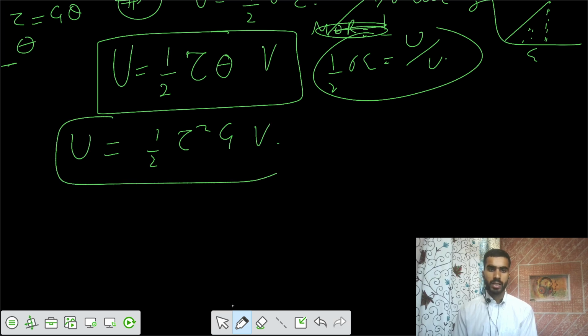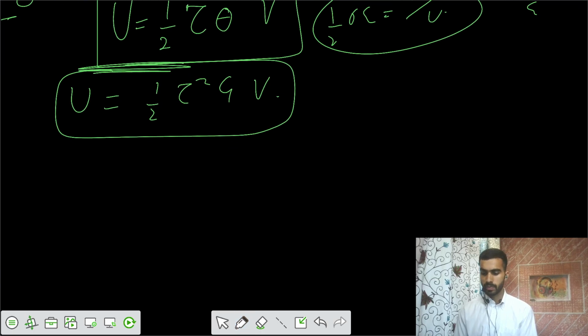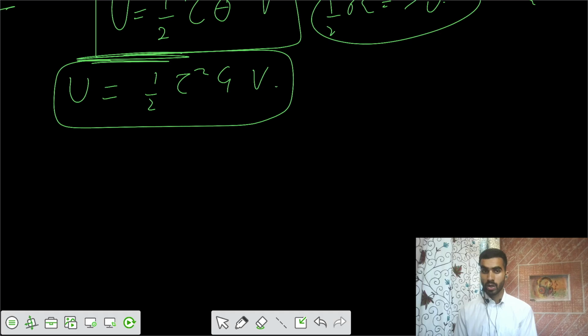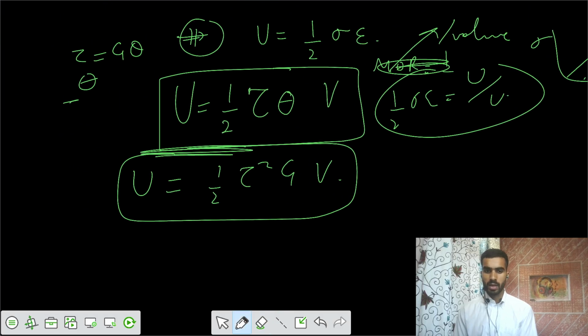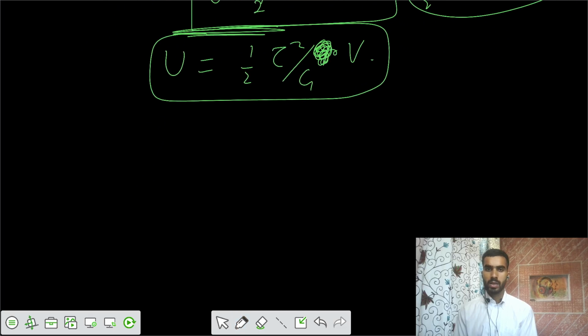I would say that the value is 1 by 2 tau square by G into volume. That's your strain energy: tau square V by 2G. So this is the equation. I would write tau square V by 2G.